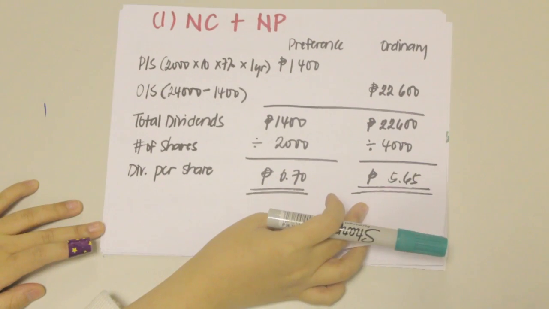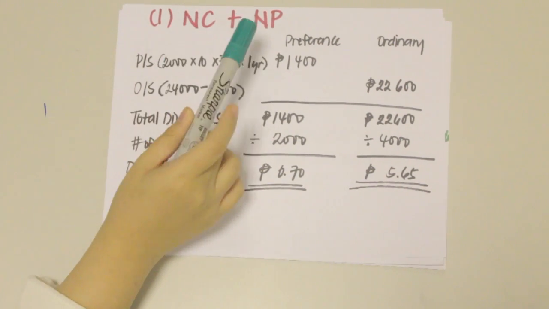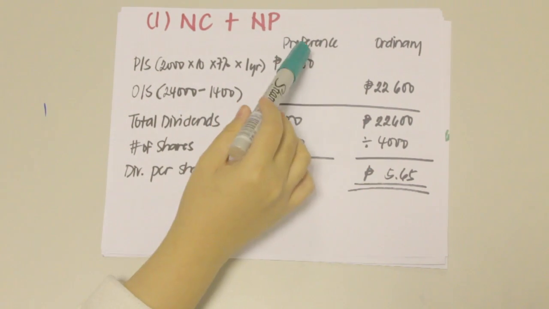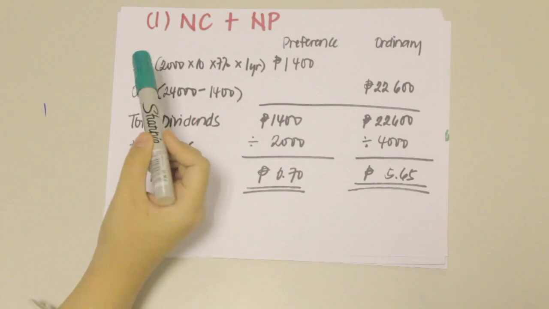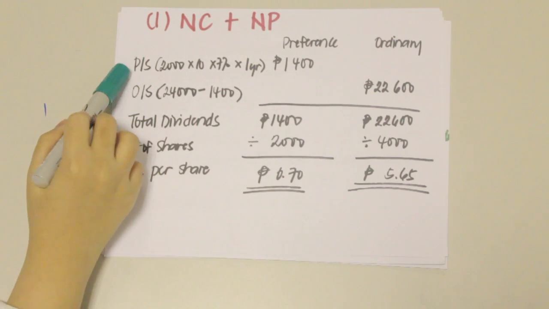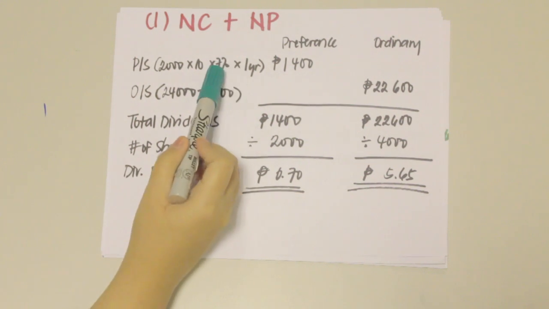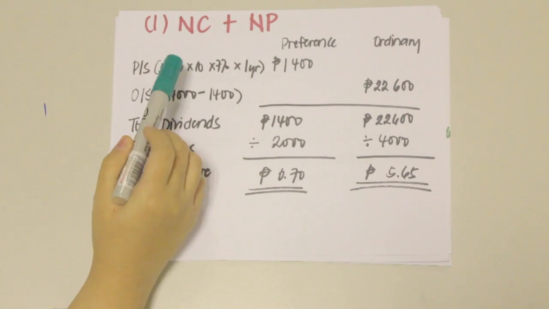So the first scenario is when the preference shares are non-cumulative and non-participating. So the first thing you need to do is make a separate column for the preference and ordinary shares. So first you need to provide for the preference share dividends, which you compute by multiplying the rate by the par value and by the number of issued shares.